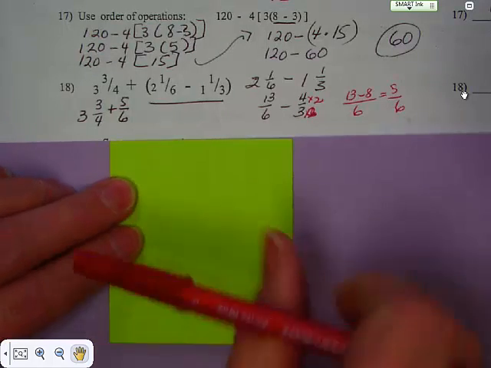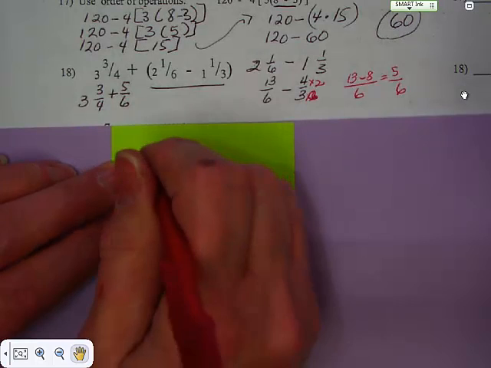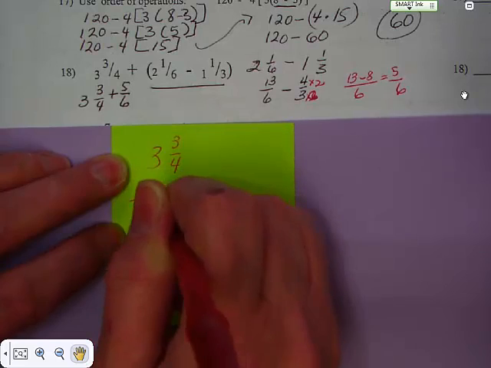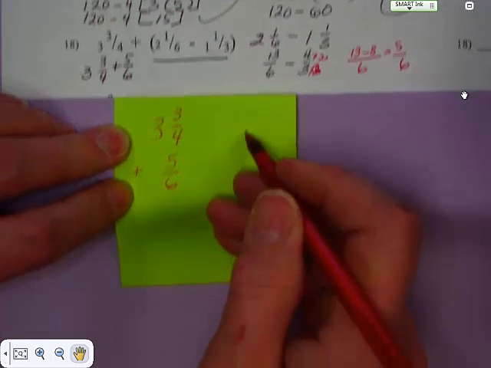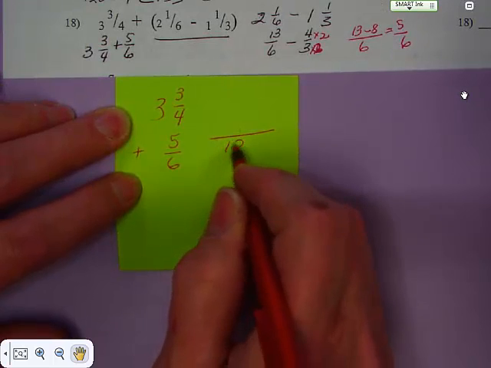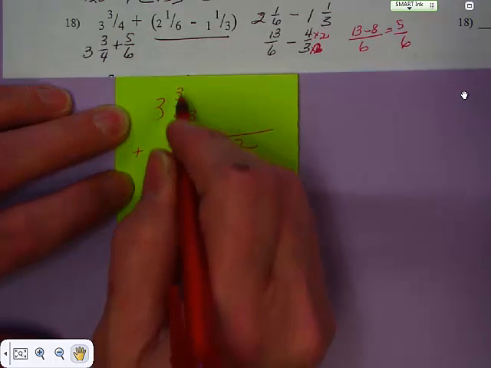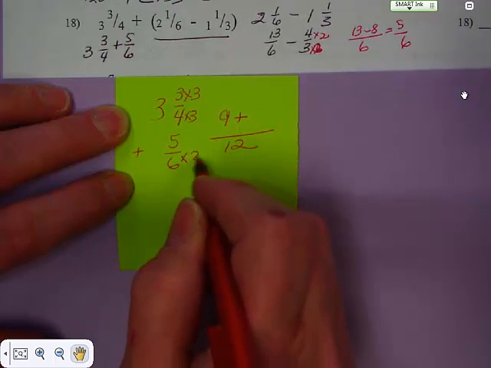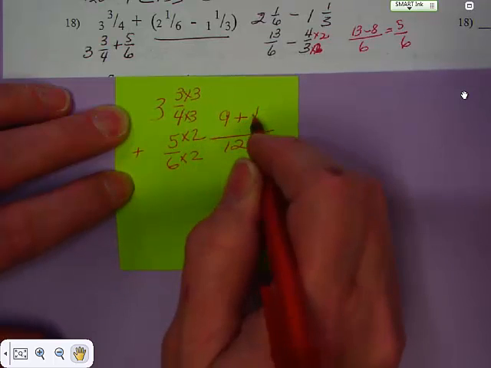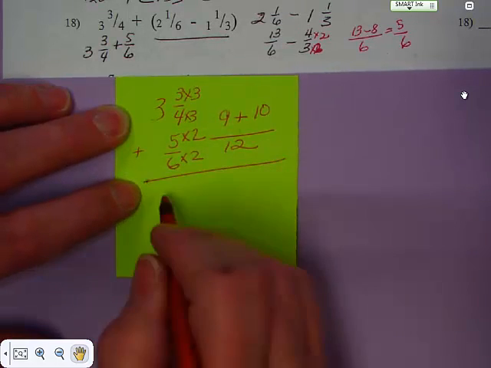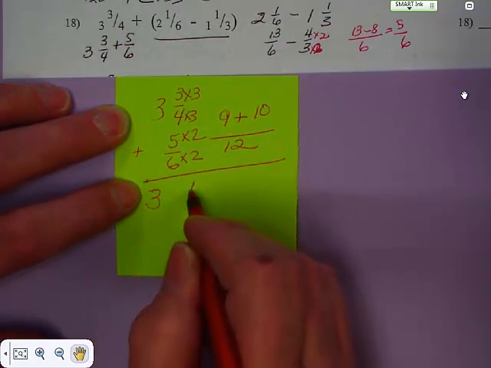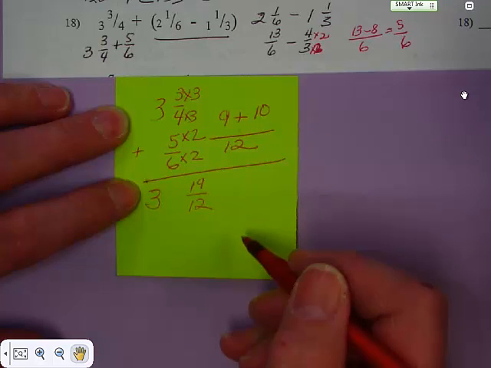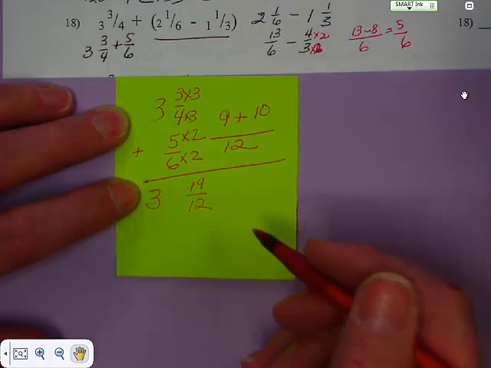So let's see. I'm bringing in another piece of paper so I have just a little more room. So I have 3 3/4 plus 5 over 6. And I'm going to use 12 as my common denominator. Times 3, that's 9, plus times 2, that's 10. So I end up with 3 19 twelfths. Are we adding or subtracting? We are adding. Okay.